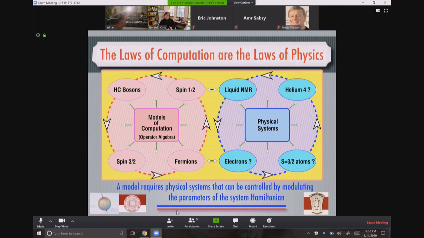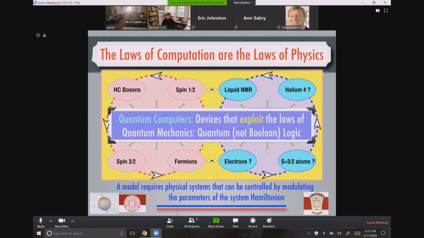So the whole point of this speech is to say that, in a sense, the laws of computations are the laws of physics, okay? And essentially, a quantum computer is a device that exploits the laws of quantum mechanics as opposed to a classical device that exploits the laws of classical physics. That is what it is in the end, nothing else.